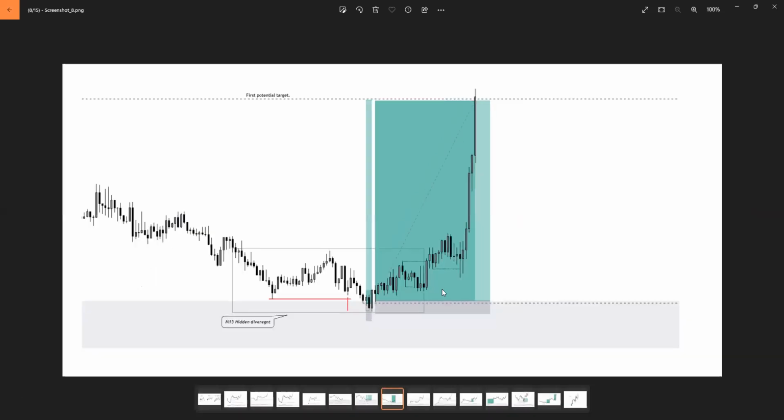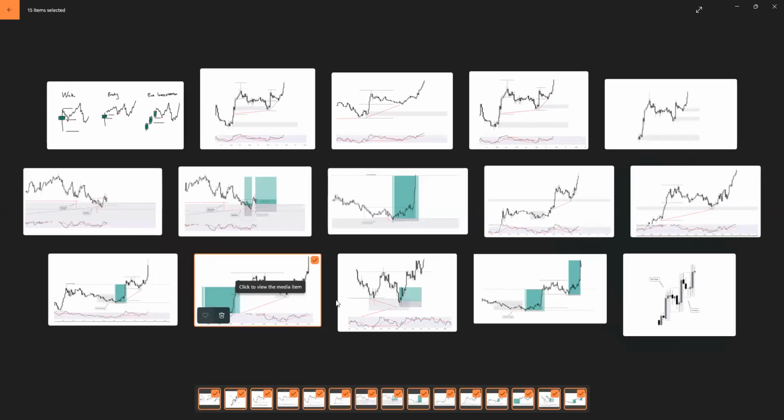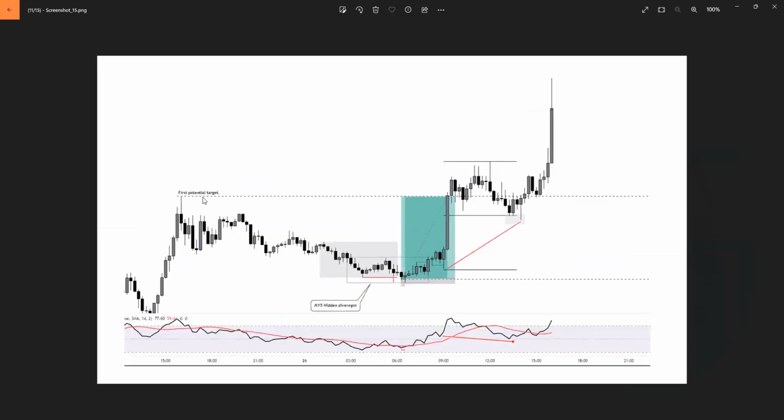Then let's look for another one. So this one was more of a continuation because price did achieve the potential target. Obviously, again, guys, if you check here, it's more like this.